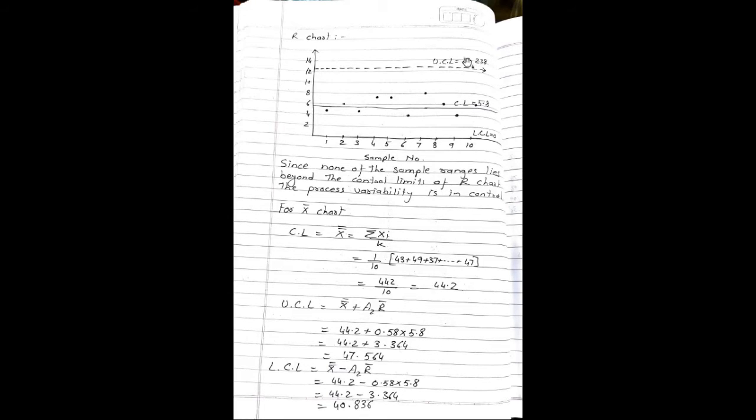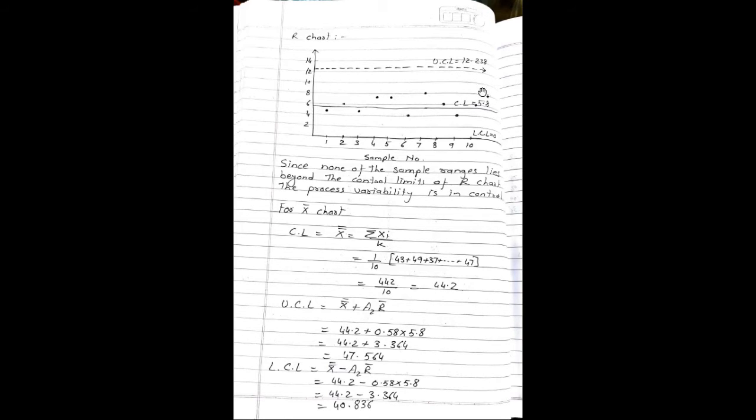So based on these values, we will decide the scale on the y-axis. We will consider 2, 4, 6, 8, 10, 12 and 14. Lower control limit is 0, so it is nothing but the x-axis. Central line is 5.8, so we will draw a dark line at 5.8, and upper control limit is 12.238. So we have to draw a dotted line at 12.238, which is nothing but the upper control limit.